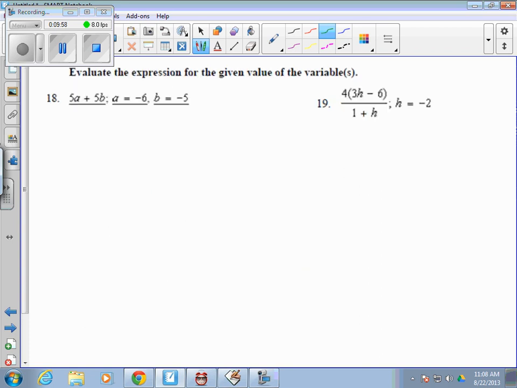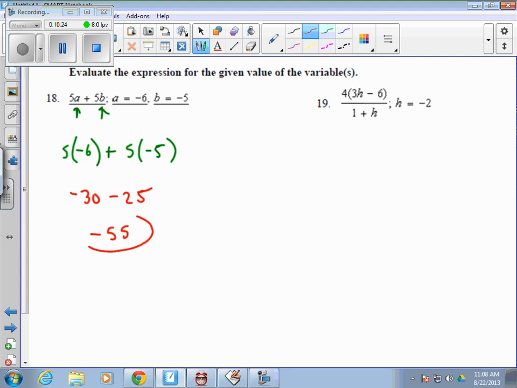18 says 5a plus 5b when a is negative 6 and b is negative 5. In place of a, 5 times negative 6 plus 5 times b's value, negative 5. You do multiplication before you do addition. 5 times negative 6 is negative 30. 5 times negative 5 is negative 25. You wind up with negative 30 minus 25, or negative 55, is the simplified version.